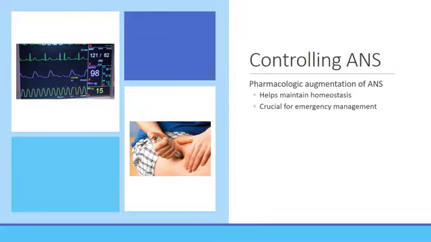So in summary, one of the reasons that we like to talk about the autonomic nervous system is because we have a variety of pharmacologic methods available to really augment and alter the function of the autonomic nervous system. The autonomic nervous system is crucial because it really helps maintain homeostasis for the body.